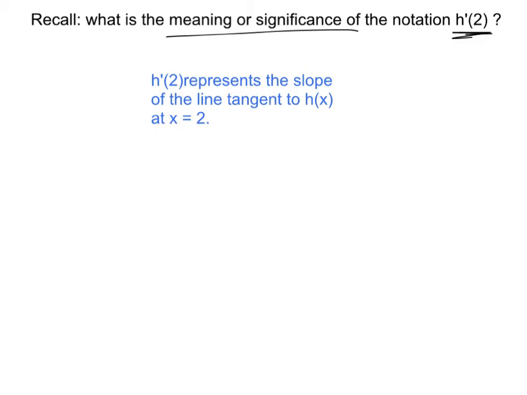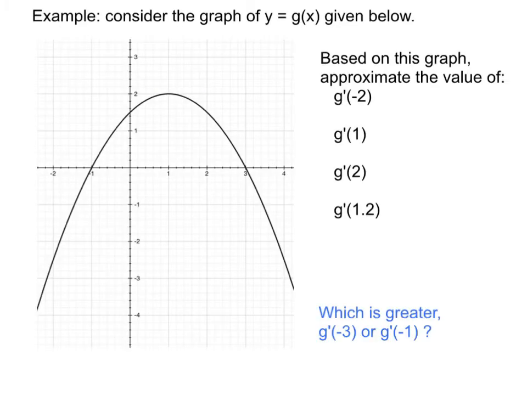And in this video, and in the following one, we want to start looking at how we can do that using a graph. And so, as an example, here I have the graph of g of x. What I want us to do is go through and figure out for several points, what is g prime of -2? What is g prime of 1? What is g prime of 2? And remember that these all represent the slope of the tangent line at different places.